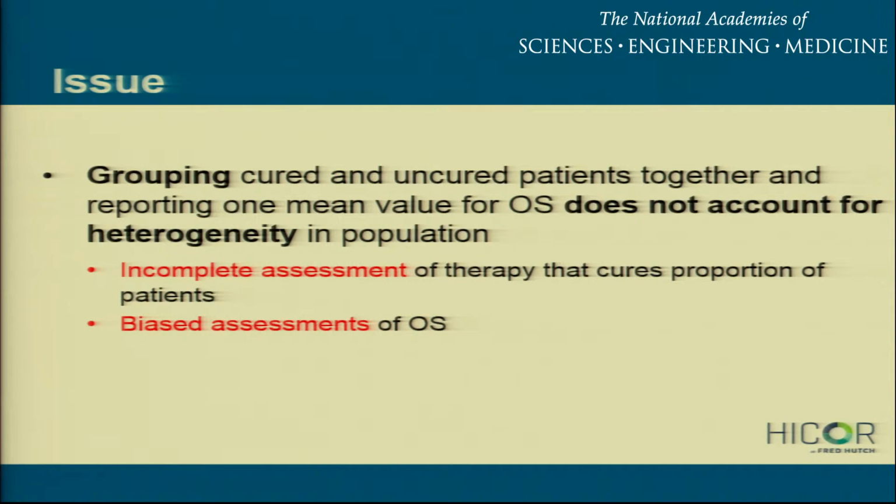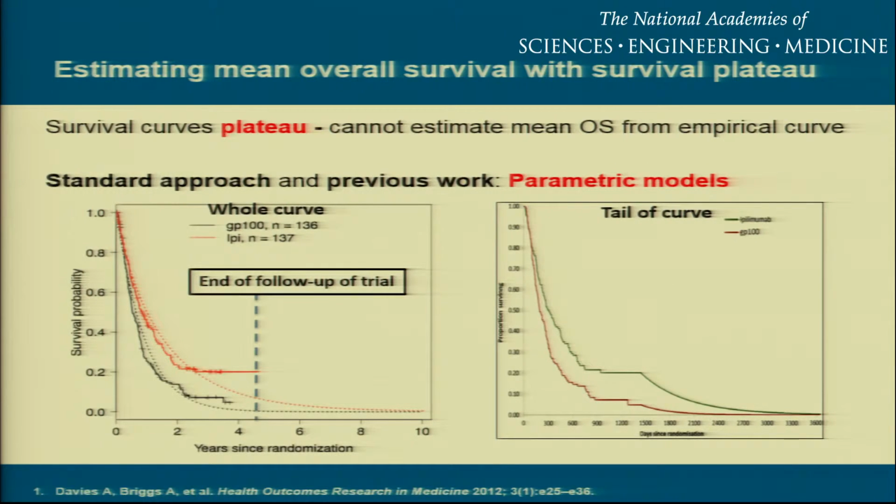The issue is that, as far as I can tell, for immunotherapies the patients seem to fall into two categories. One is that they respond and have a durable response that goes on for years, or they don't respond. Unfortunately, the tools we use in health economics group those together and don't account for that heterogeneity. So it results in an incomplete evaluation of the therapy and potentially a biased estimate, at least the way we look at overall survival.